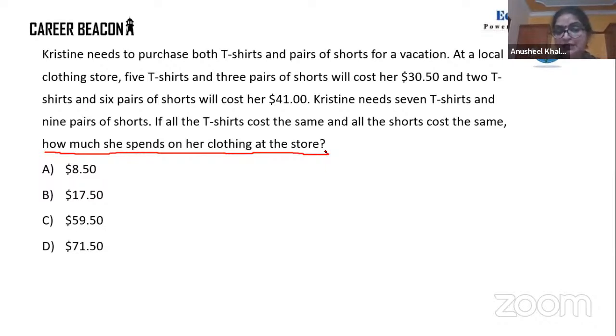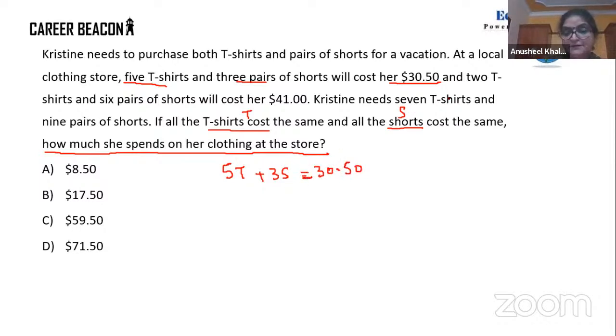So what we need to do, we need to translate that into equations, right? Here the question says that all the t-shirts cost the same and all the shorts cost the same. So let's assume the cost of t-shirts is T and the cost of shorts is S. As per the information here, 5 t-shirts and 3 pairs of shorts will cost $30.50. So you will have one equation here, 5T plus 3S is 30.50.